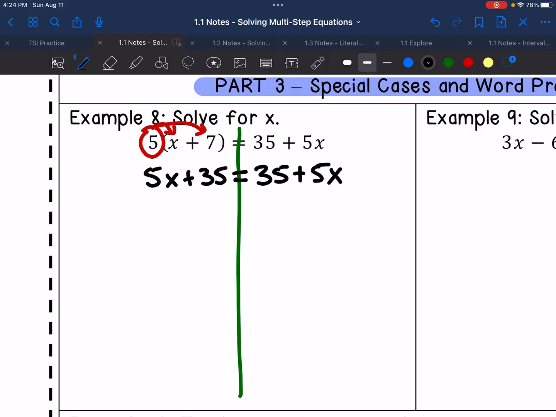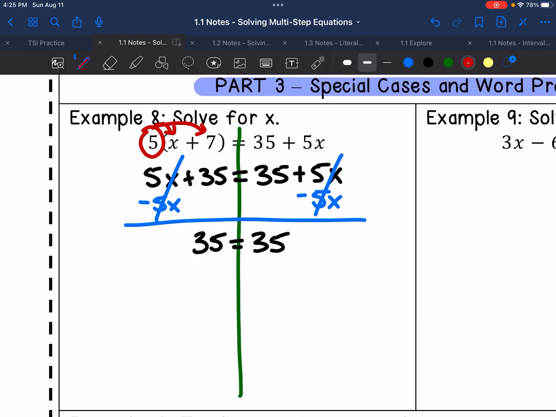All right, now, if you're looking at this, you should see these are the same exact things on each side. They're just reversed, right? Just in a different order. I've got a positive 5x on each side and a positive 35 on each side. So that means that when I go to move my x to get it over to the left, it's actually going to cancel out on both sides because I get 0x on both sides. And so all that's going to leave me with is 35 equals 35, all right? The x's have canceled.